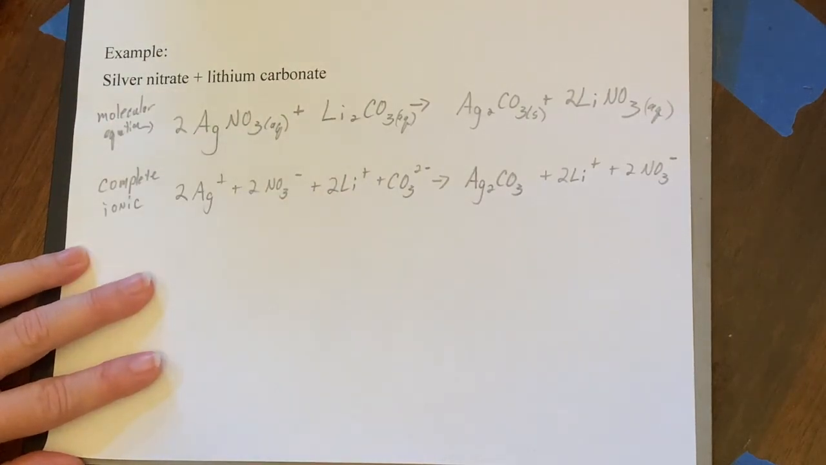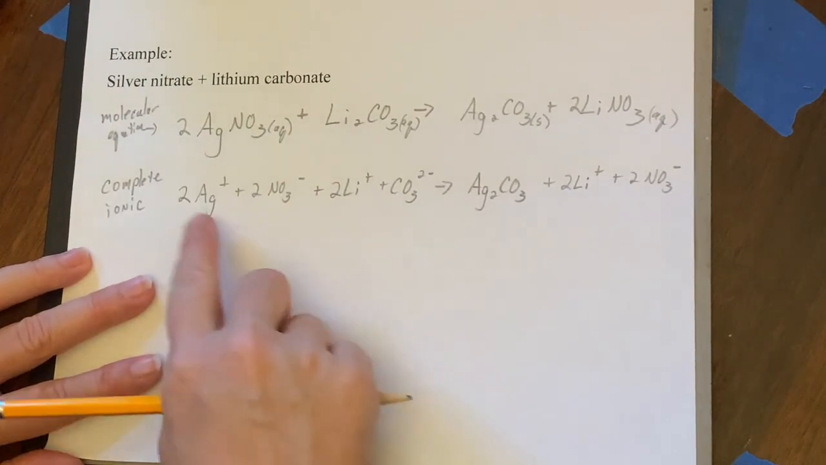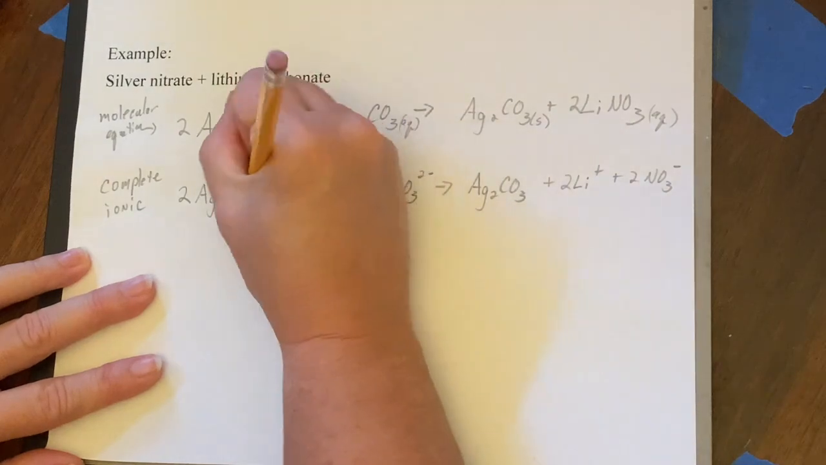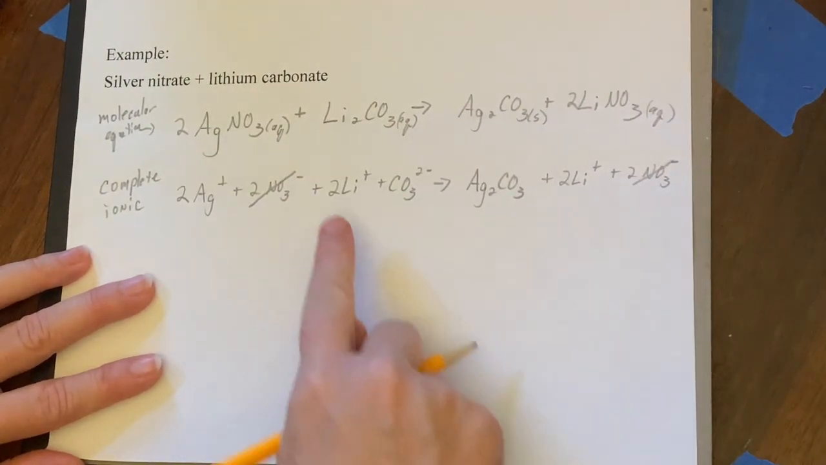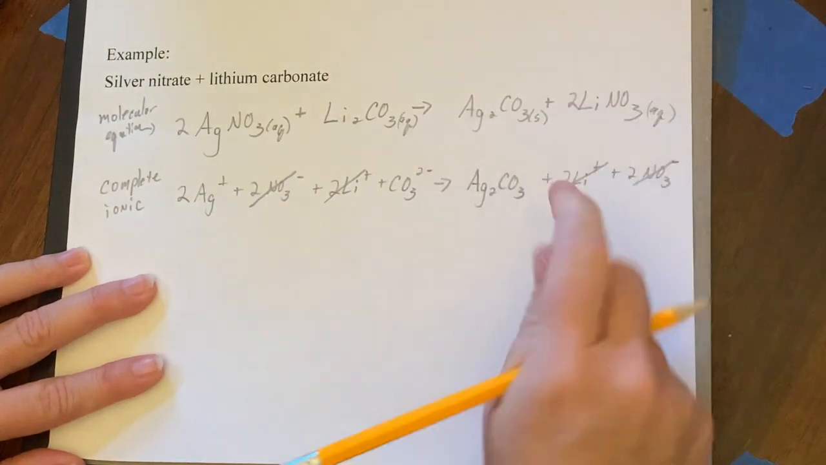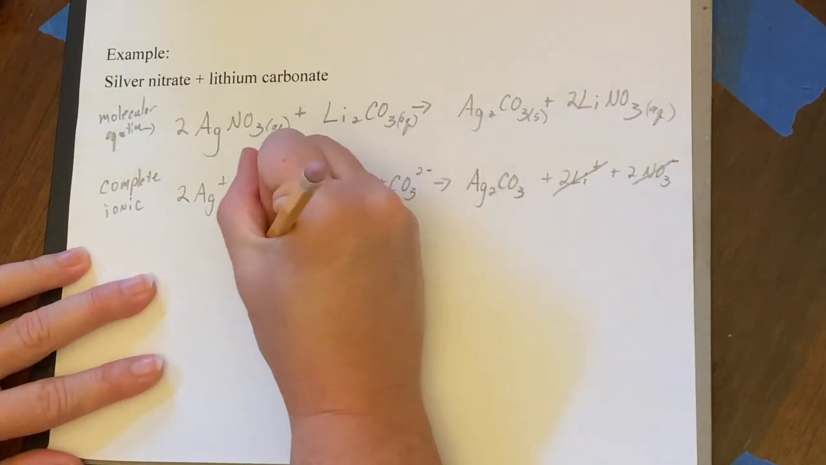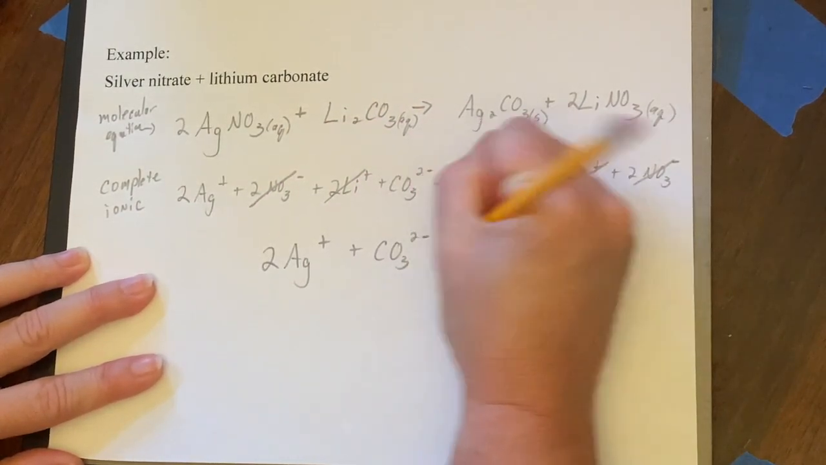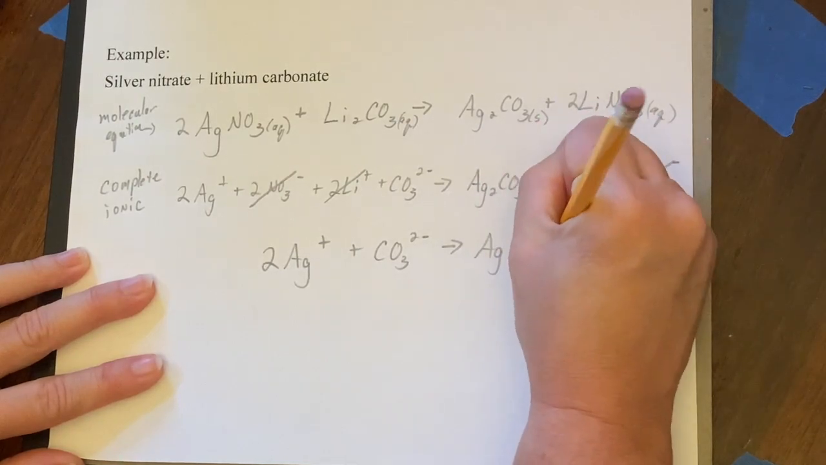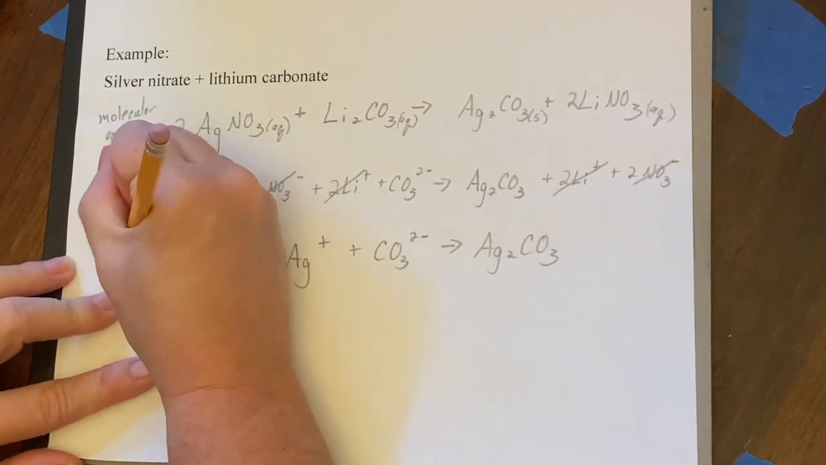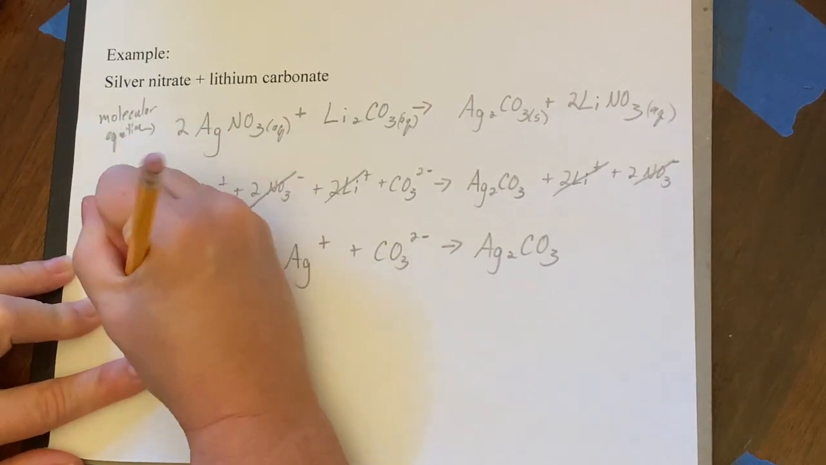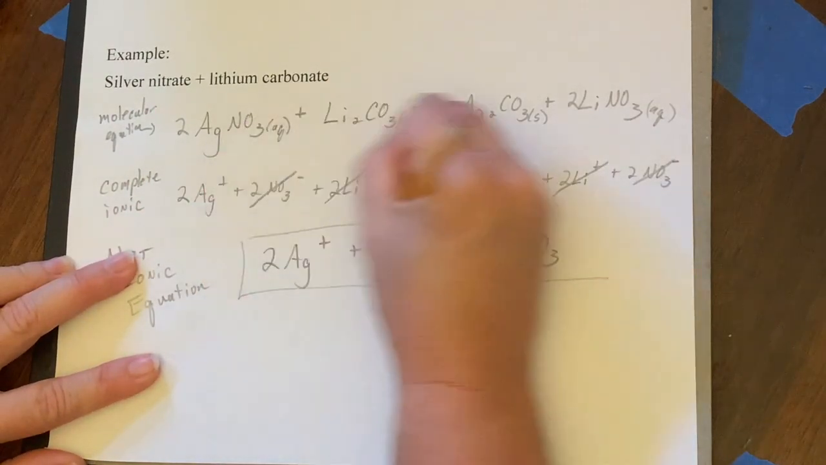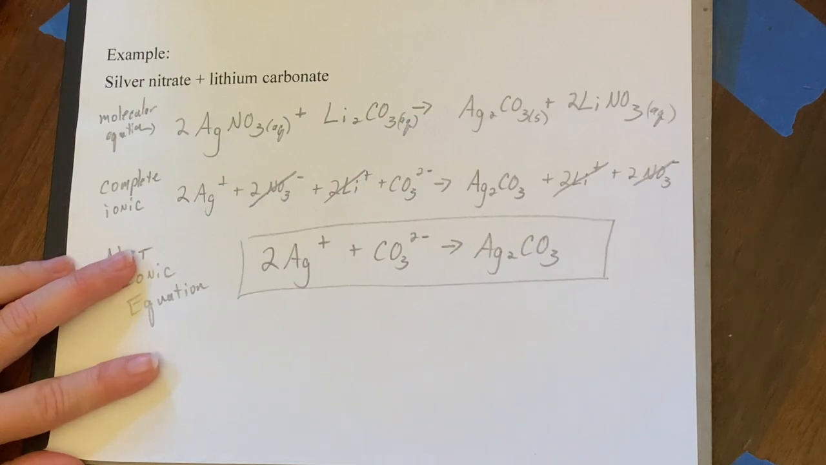Then my next step is to cross off anything that occurs on both sides. Silver, well, no, they're not the same on both sides, so they have to stay. 2 nitrates, that gets crossed off. Remember, those are called spectator ions. 2 lithium ions, they get crossed off. So then what am I left with? 2Ag+ plus CO3 2- is going to give me Ag2CO3, and that is my net ionic equation. We'll have plenty of practice with this. Thanks so much.